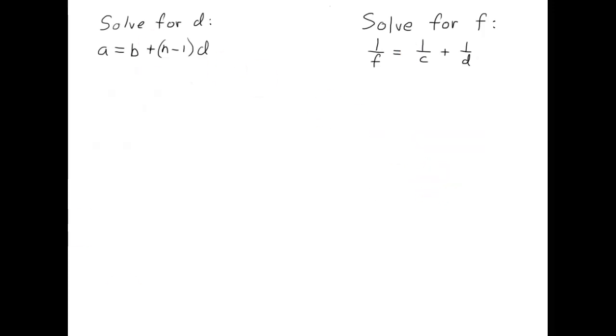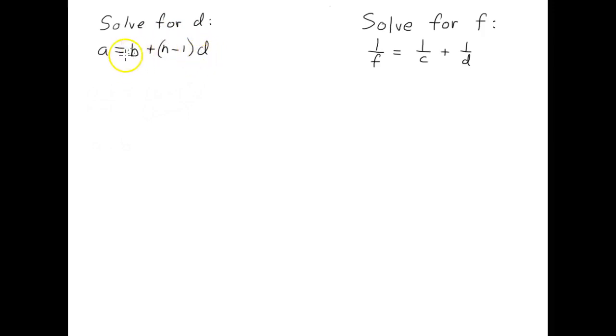In this video, we'll take a couple of equations and we'll solve for a specific letter in each equation. In the first one, we have a equals b plus the quantity n minus 1 times d. And we want to solve this for d. Well, the way to solve for d is to isolate this. So we'll take the steps to get d all by itself.